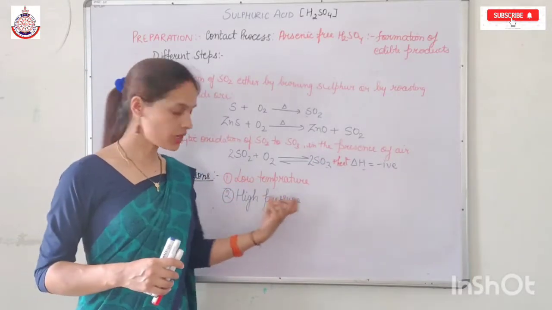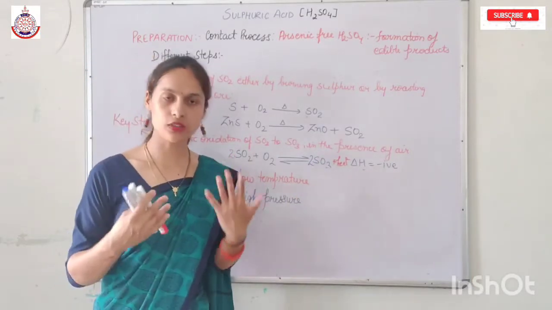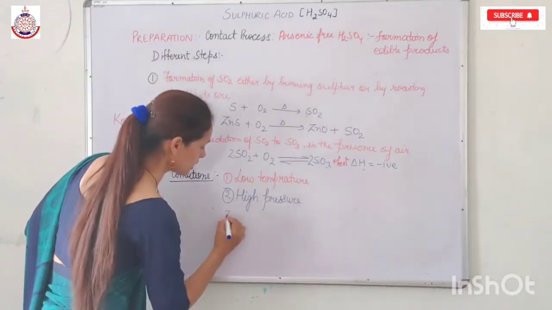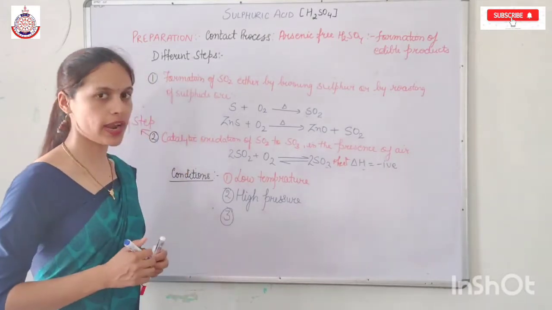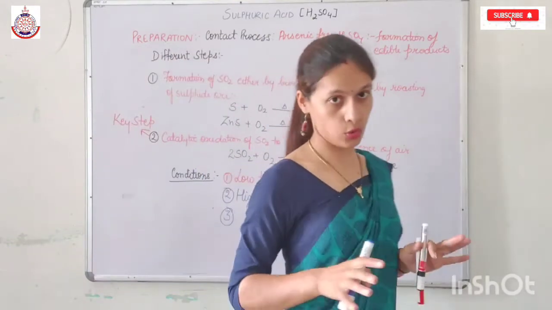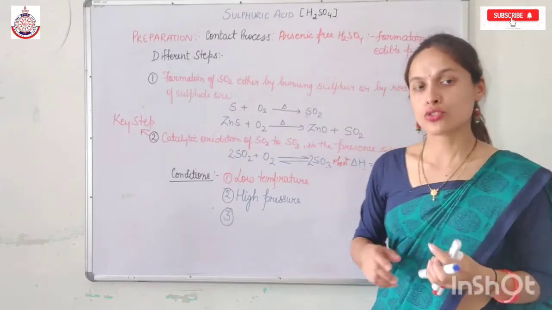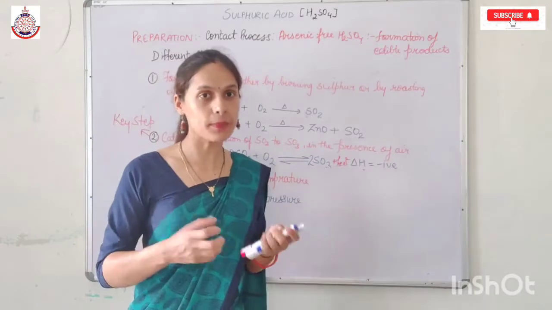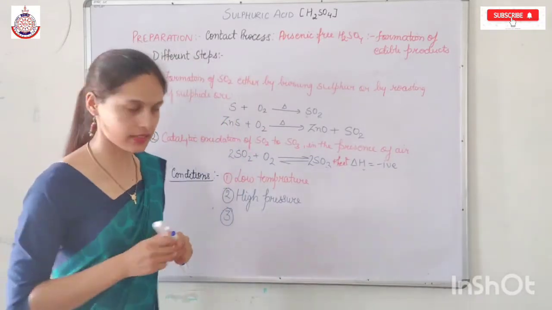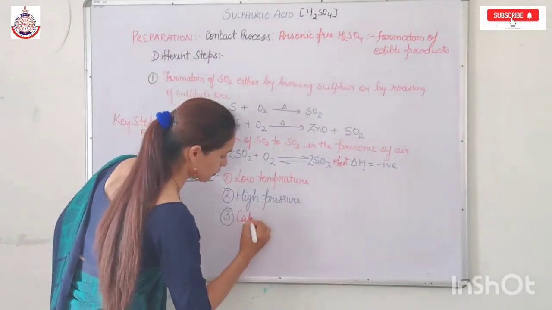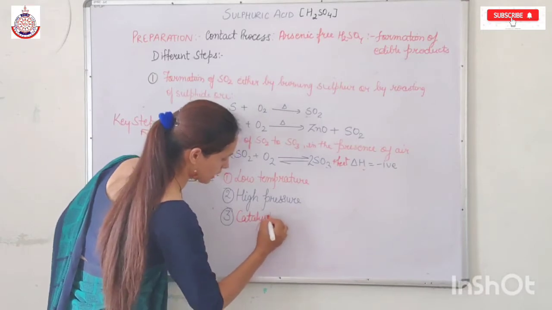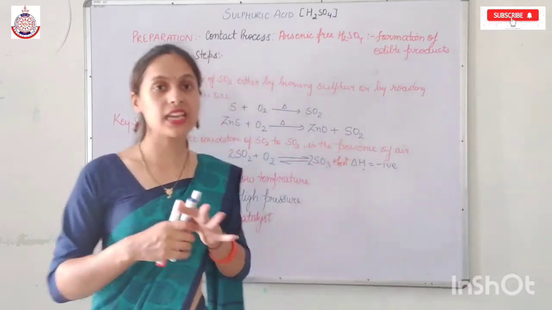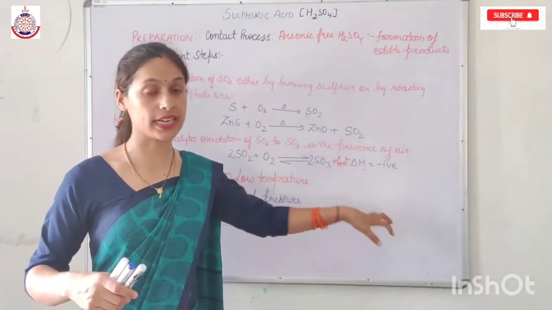First, low temperature. Second, high pressure. Now, the third condition which we require: because the temperature is low, for a faster reaction, to speed up the reaction, we require a catalyst. So the third one is the presence of a catalyst. Because of the low temperature, the catalyst enhances the rate of this reaction.